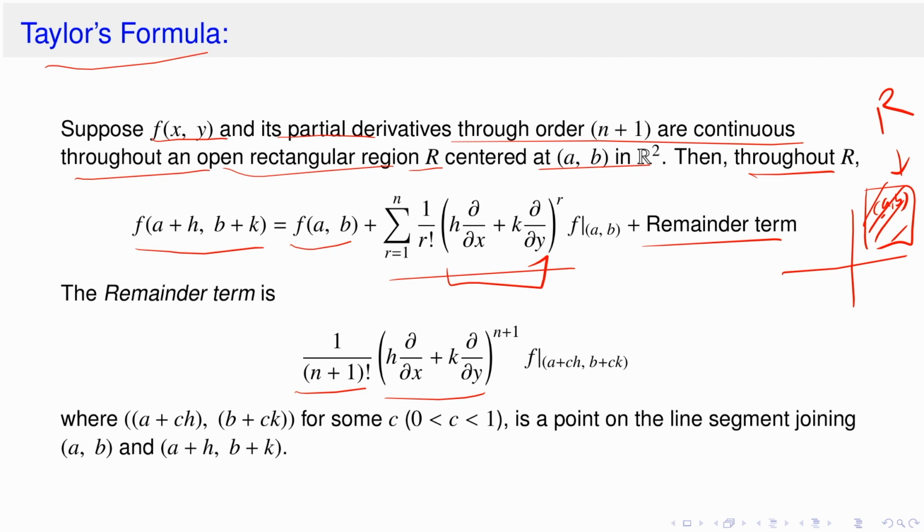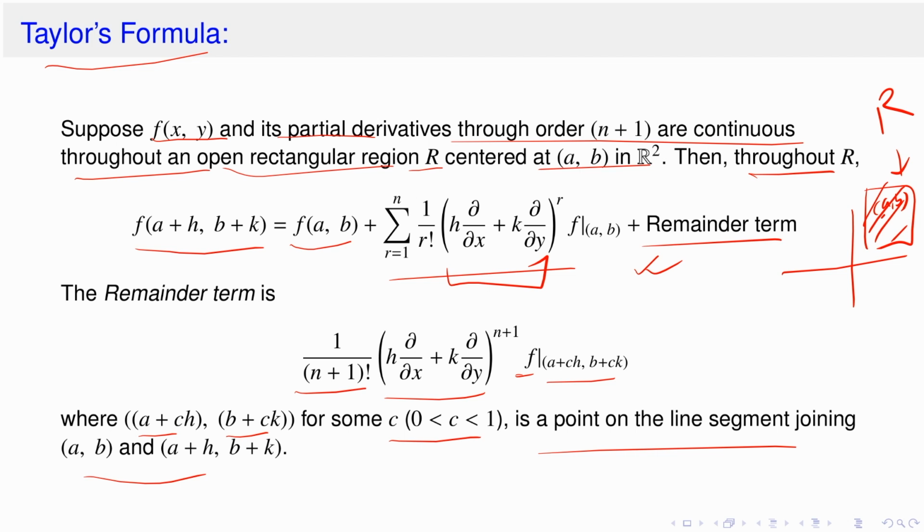You have to do the binomial expansion again, perform the partial derivatives of f, and then evaluate the partial derivative at the point a plus ch comma b plus ck, where for some c, or actually in my last slides I talked about theta, so theta is replaced by c, the point lies in the line segment joining (a, b) and (a plus h, b plus k). So this is the Taylor's formula for functions f from R2 to R, because then I will have first order partial derivatives del x and del y, and accordingly second order and third order partial derivatives, and the corresponding expression of Taylor's theorem is this one.